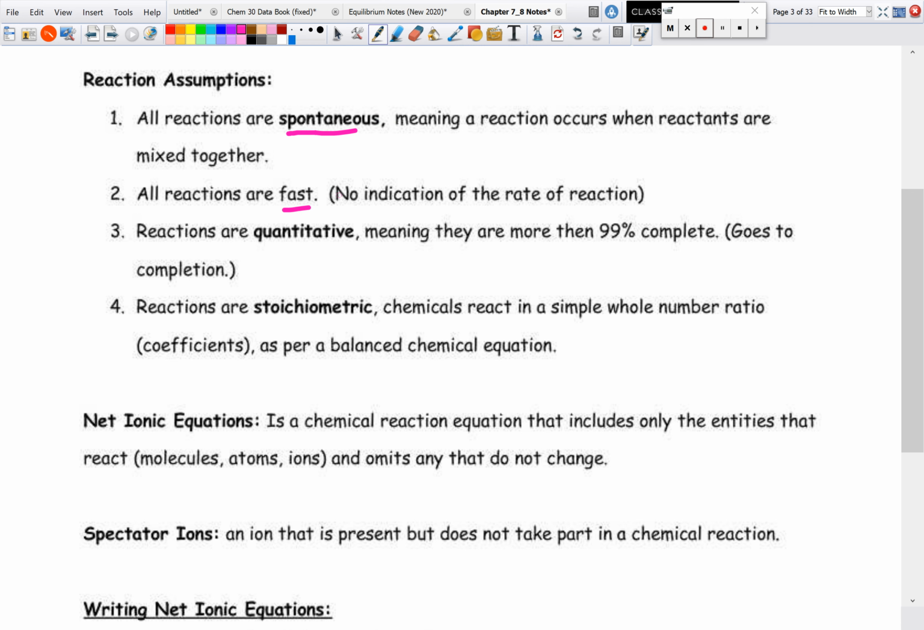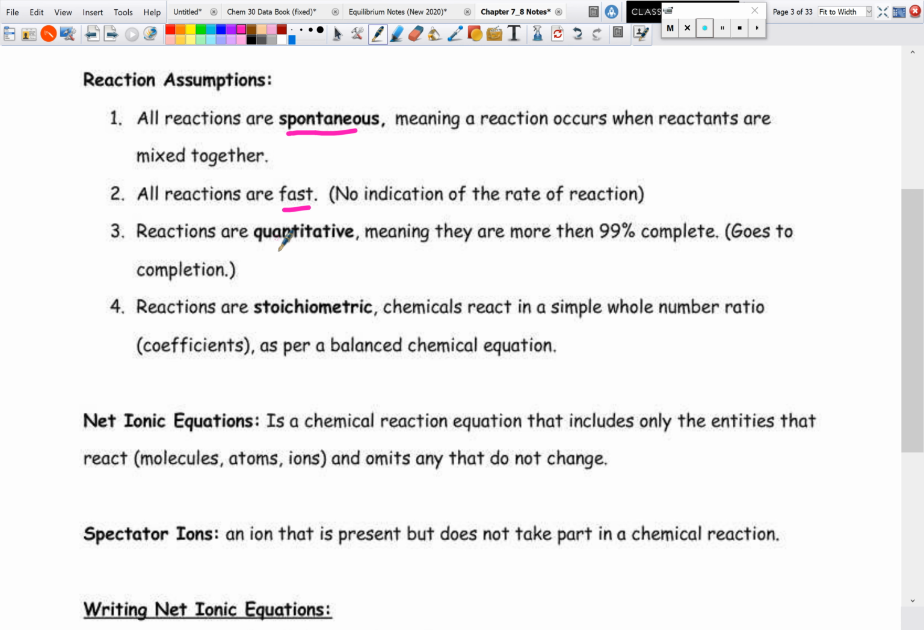Now another thing, all reactions are fast. Now there is no indication on the rate of a reaction, but we are going to assume that they're fast. We just say, put our reactants together, boom, we get our products. We know that's not always the case, but that's what we're going to assume.